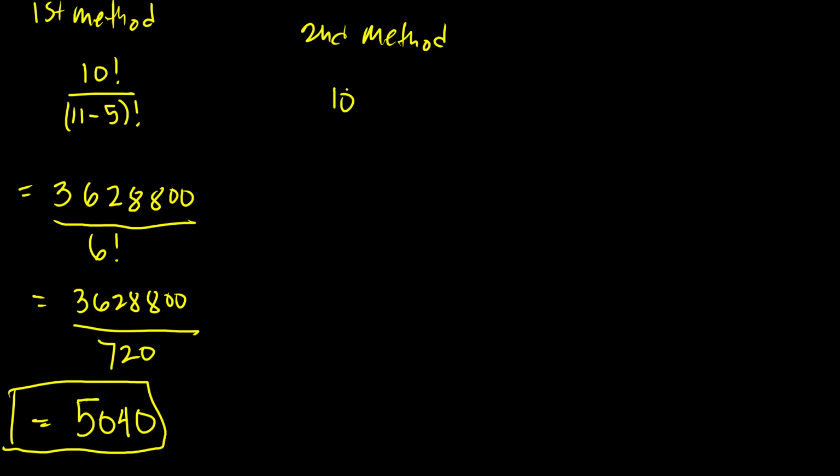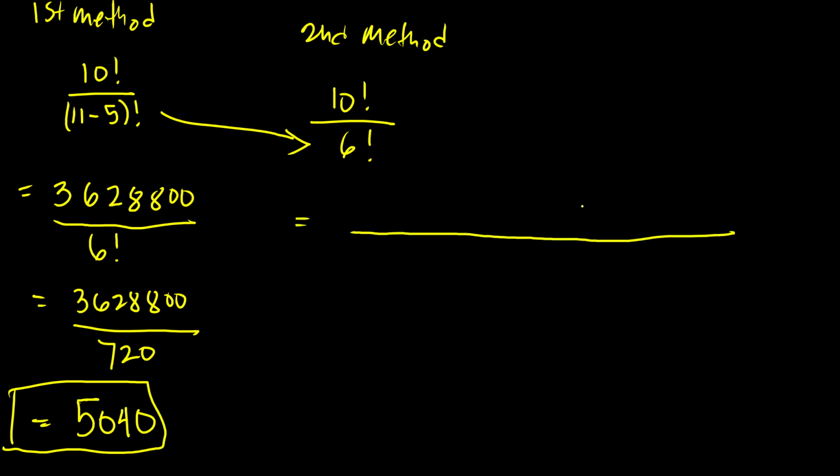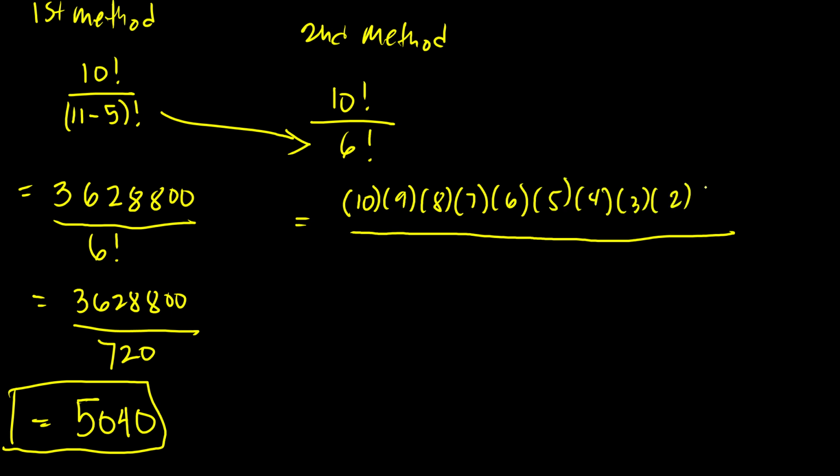So, 10 factorial over 11 minus 5, 6 factorial. 6 factorial ay nanggaling dito, kasi 11 minus 5 ay 6. Kaya 6 factorial na lang dito. So, expand natin yan. Si 10 factorial, mahaba-haba yung i-multiply, ay equal sa 10 times 9 times 8 times 7 times 6 times 5 times 4 times 3 times 2 times 1.